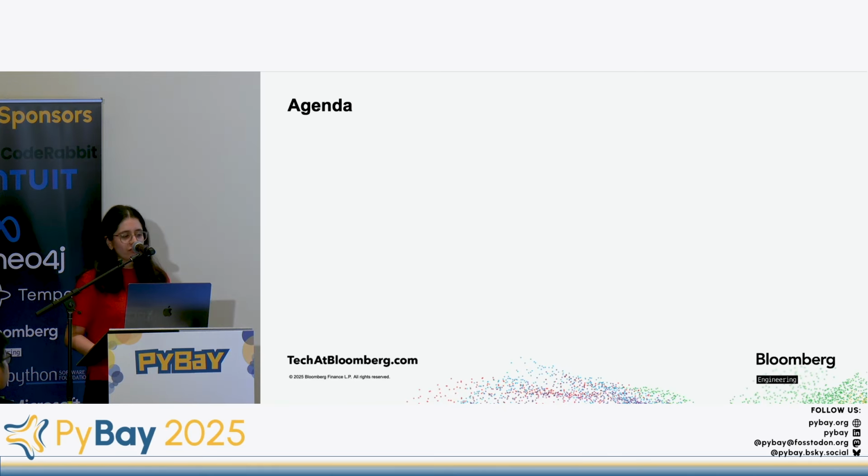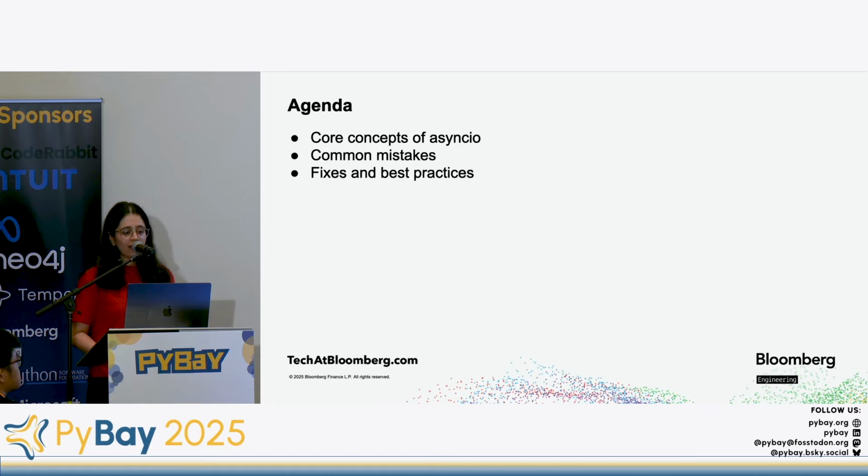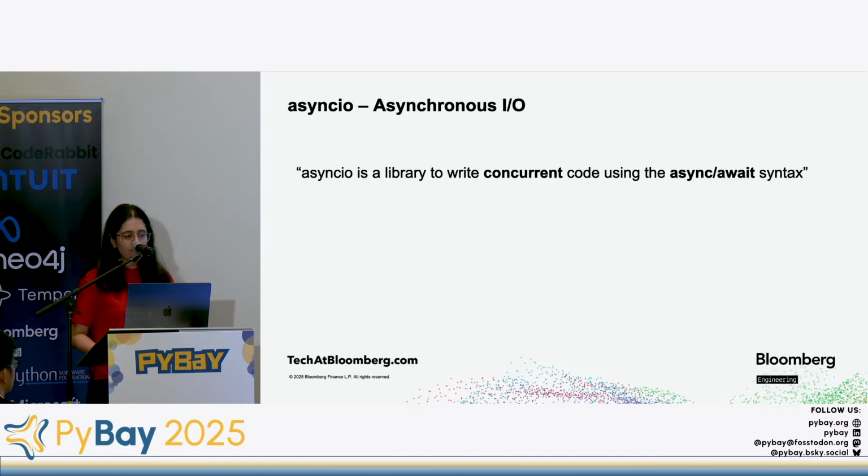The agenda for today is, we're going to look at the core concepts of async I/O. Then we're going to look at the common mistakes that developers make while using async I/O. And we're going to look at the fixes and best practices. And finally, we're going to look at something that's very important, which is debugging your async code and choosing the right concurrency model, whether to go with async I/O, threads, or processes.